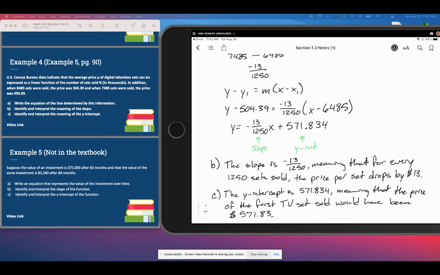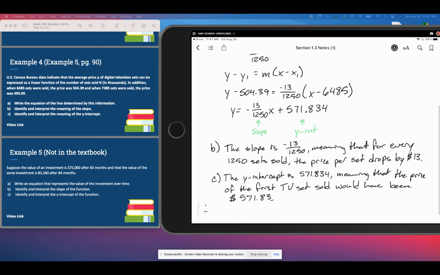So again, I paused myself there so you wouldn't have to watch me write it, and we would just rather discuss it here at the end. So the slope is negative 13 over 1,250, meaning that for every 1,250 TV sets sold, the price per TV set drops by $13. And so you can see, and again, we'll talk about this more later, that as more units of something are sold, the price tends to drop. This will be something we discuss in terms of the law of supply and demand in a later section.